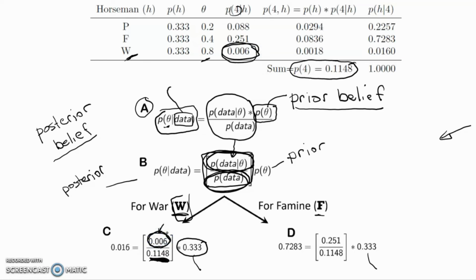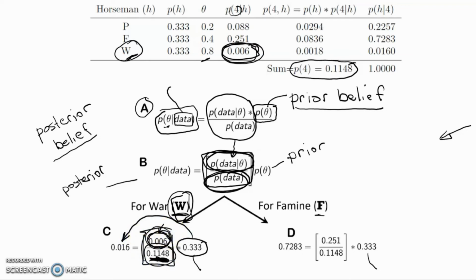Now let's think about it. The probability overall of getting 4 dead is about 11.5%. If war was responsible, the probability of getting 4 dead would only be 0.6%. So given that we found 4 dead, and the probability of getting 4 dead, if war was responsible, was this, the overall was this, we think that that data of 4 dead provides evidence that in fact war was not responsible, and therefore the posterior is reduced by this fraction.